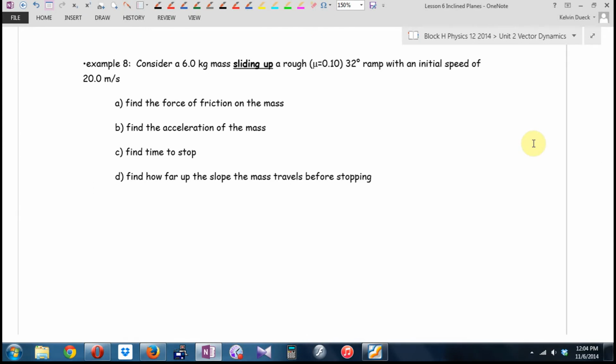You can expect, not only will I ask you to find the acceleration when you're on a slanty ramp, once you have the acceleration, I'll ask you to do something with it. Find a V final, find a V initial, find a time, find a distance.